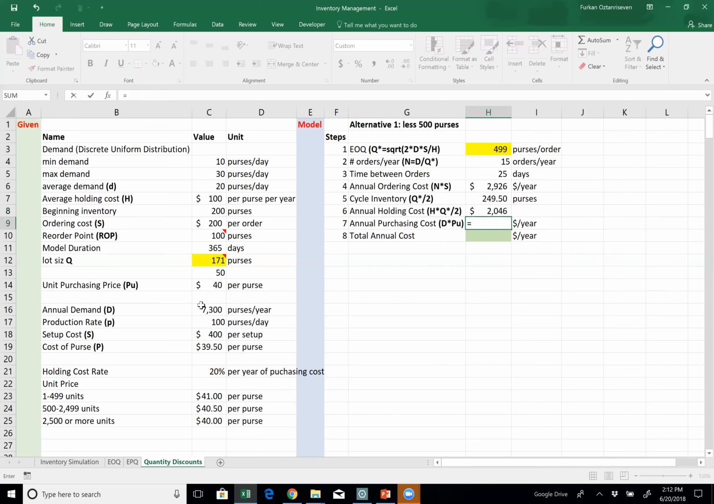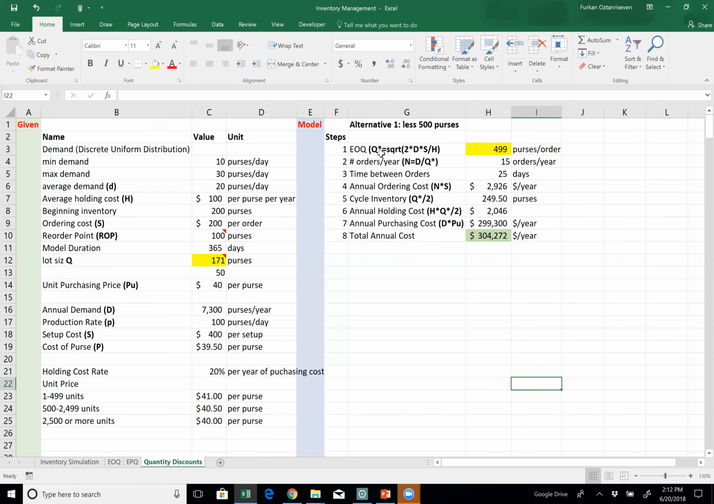And now I can calculate my annual purchasing cost. So it is capital D, which is right here, times PU. In this case, my PU is not $40 anymore. They're asking me to pay $41. So this is my PU, right? And my total cost is nothing more than my ordering cost plus my holding cost plus my purchasing cost. So now I've calculated my cost for alternative 1.